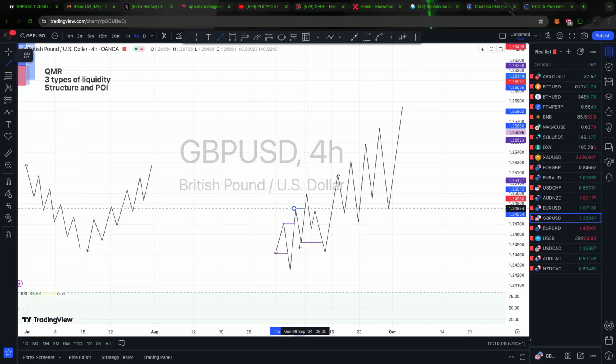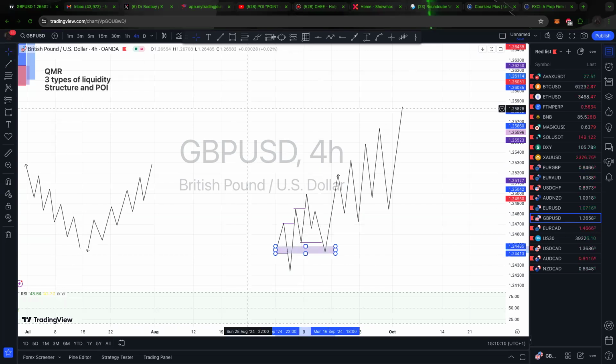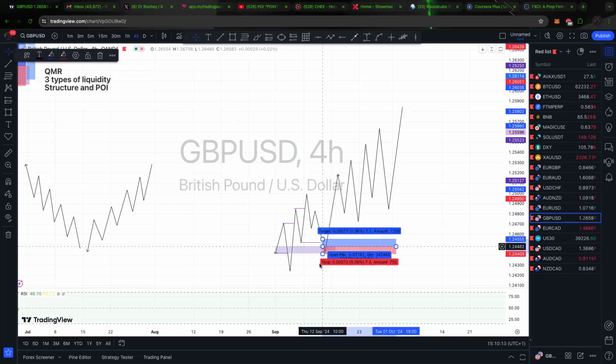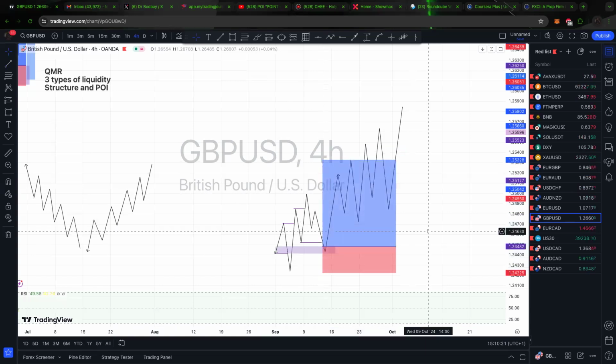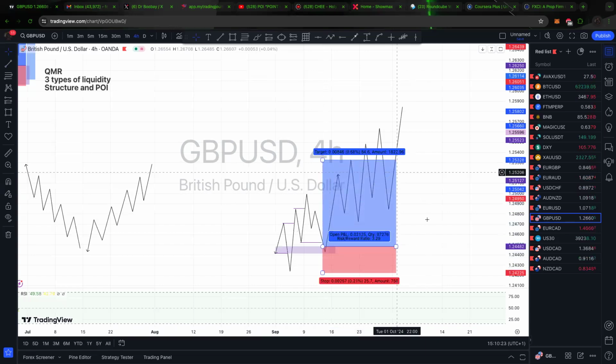Then we can now anticipate our entry, which would be this QMR area around here. This is where our entry will now be, and then we'll have our buy set up here. Our stop loss will be below the low of the sweep, and then we target 1:3 or more, depending on what you can afford to risk. And then price goes for it, right?